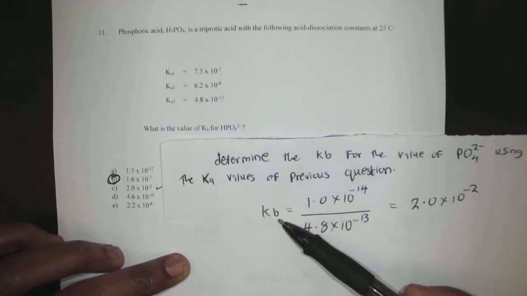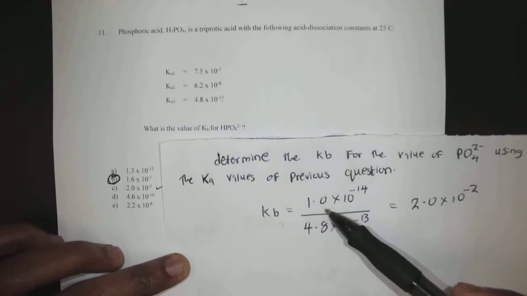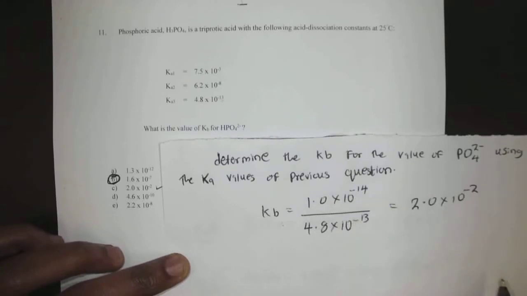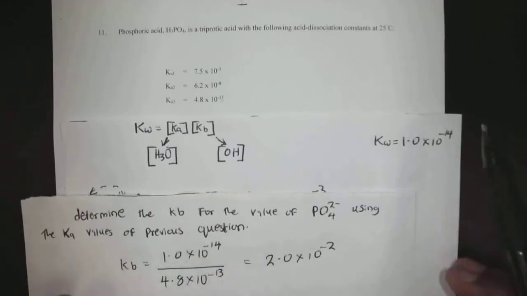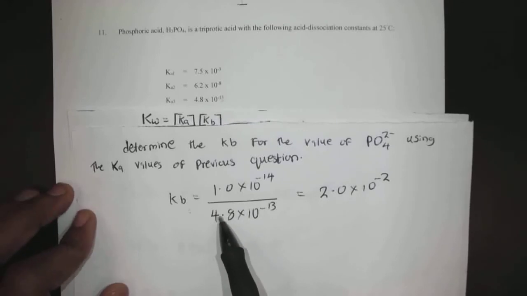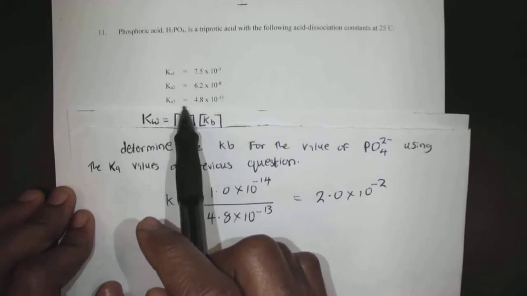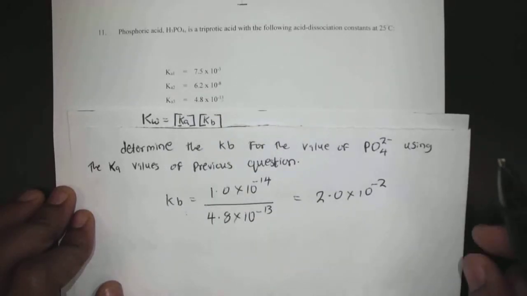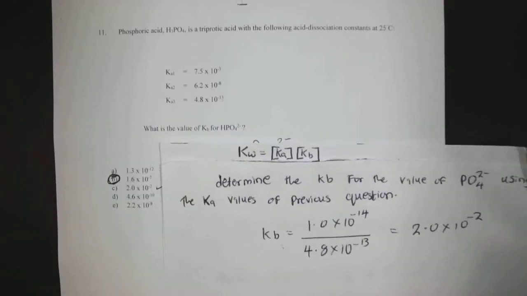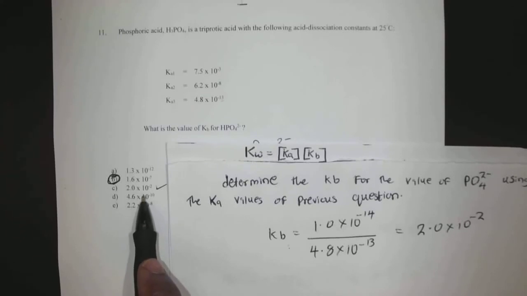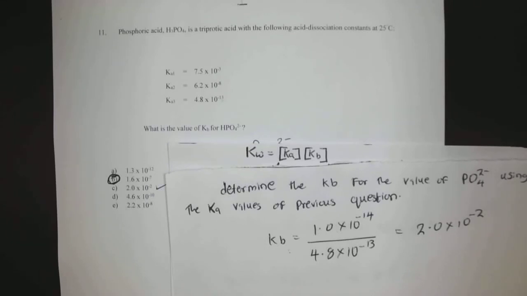In this case, Kb is equal to 1.0 times 10 to the negative 14, which is the Kw, divided by 4.8 times 10 to the negative 13, which is the value of Ka3 from the previous question. And the answer you get is 2.0 times 10 to the negative 2. And as you will notice, that is also an answer choice from the previous question. So again, I cannot stress how important it is to answer the question that was asked.